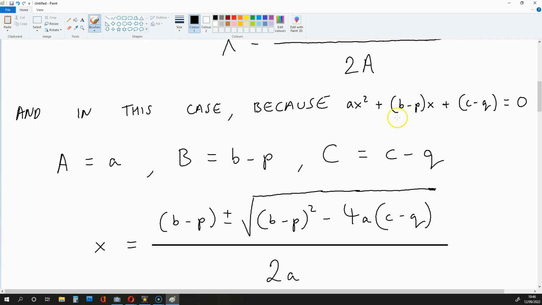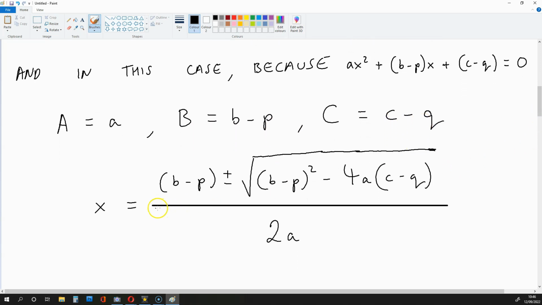Now since in this case the large A is going to be equal to the small a, the large B is going to be equal to b minus p, and the large C is going to be equal to c minus q, okay? What we get for the value of small x is b minus p plus or minus the square root of b minus p squared minus 4a times c minus q over 2a.